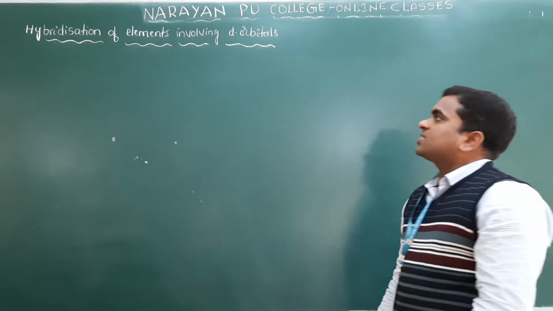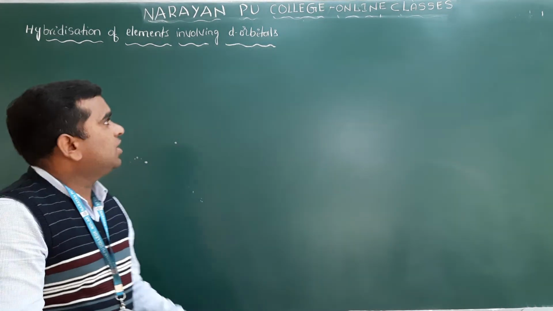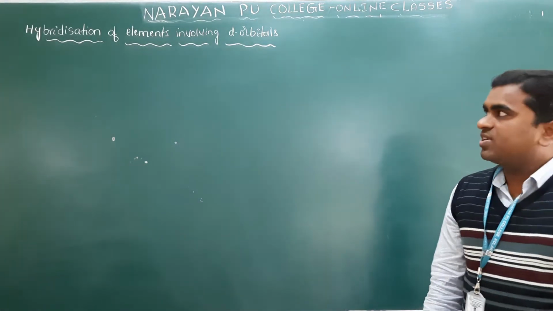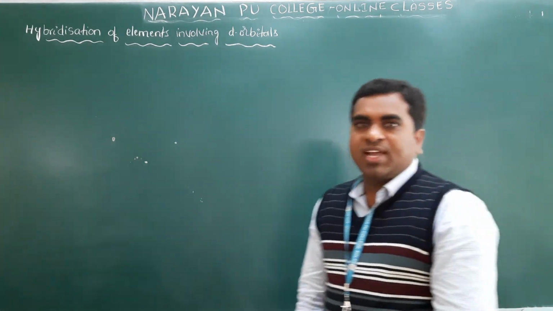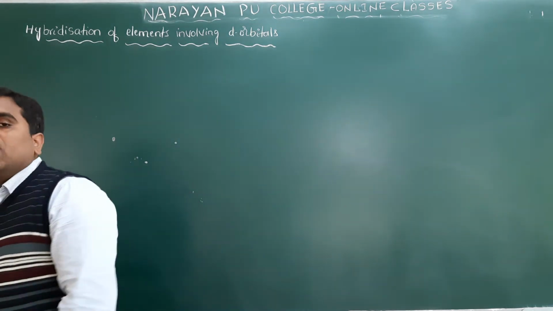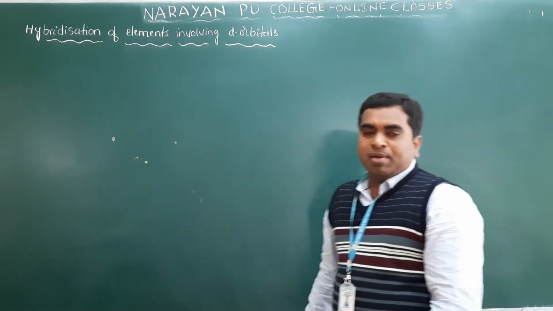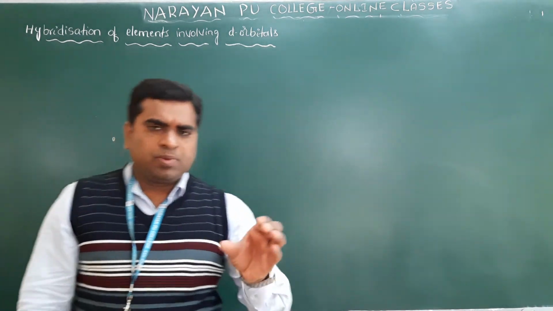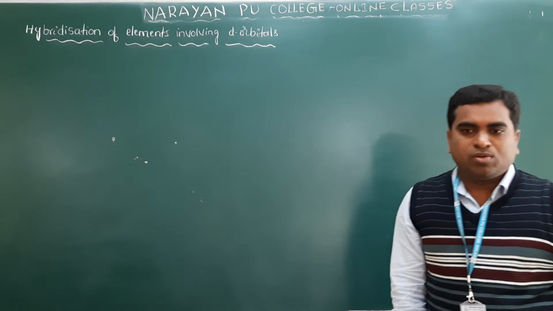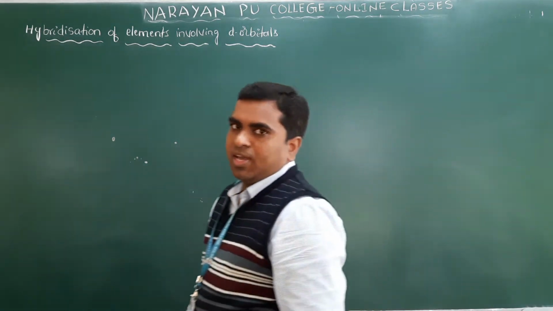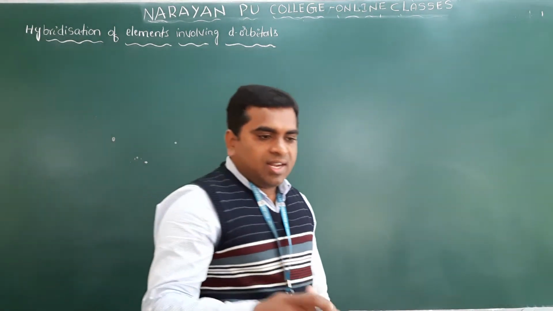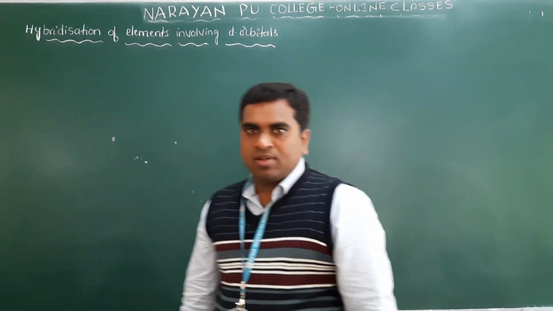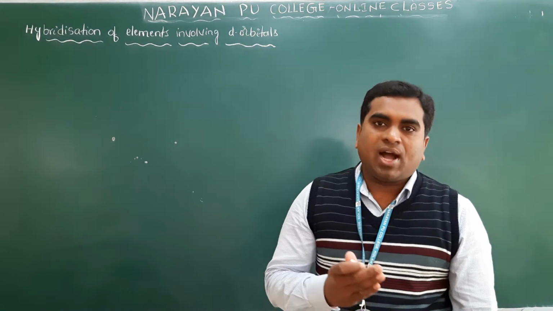So the next topic is hybridization. We are discussing the hybridization of elements involving d orbitals. Till now we have discussed hybridization involving the s and p orbitals. Now we will also discuss hybridization involving d orbitals. In this case, mainly third period elements. You know already in the periodic table, third period elements contain 3d orbitals in addition to s and p orbitals.